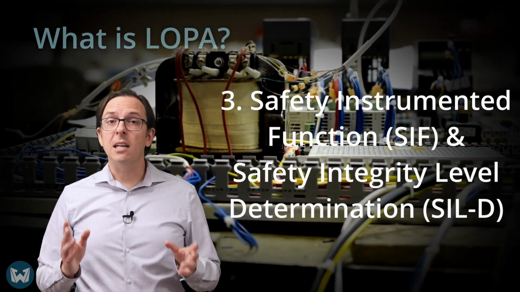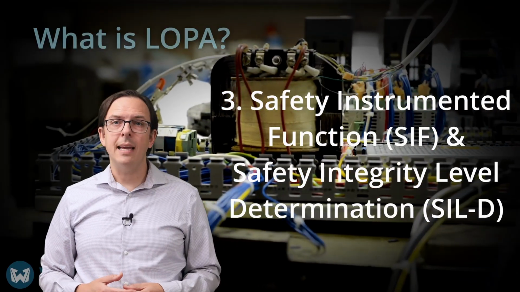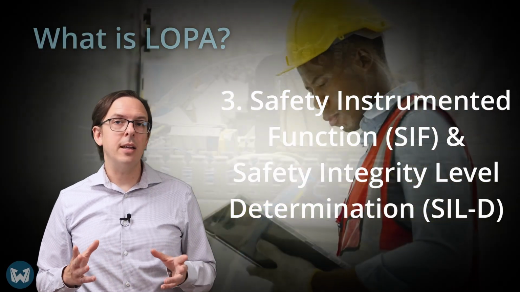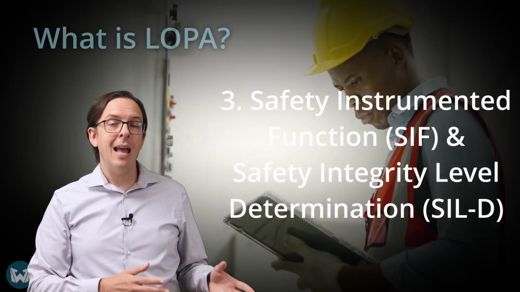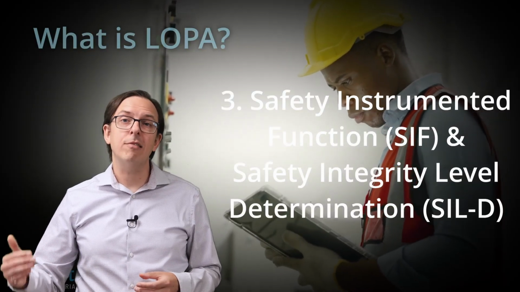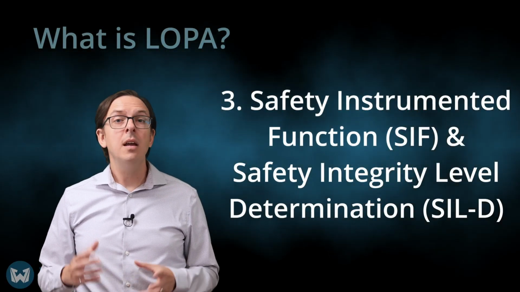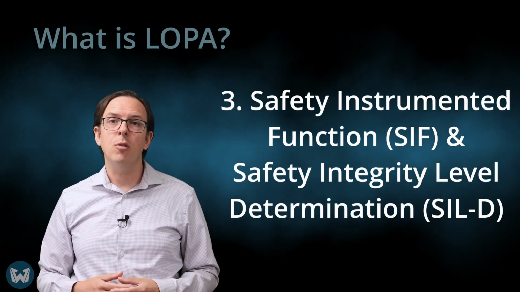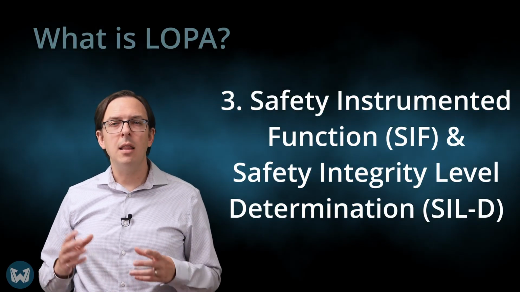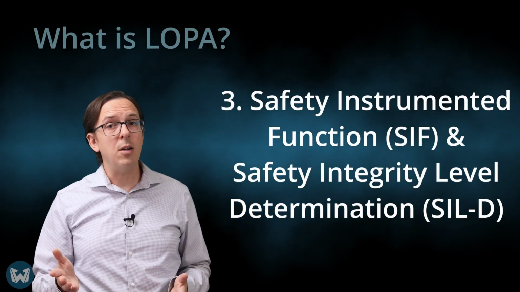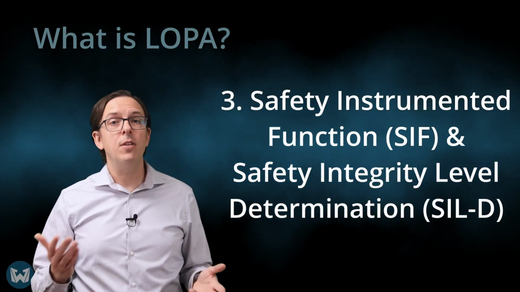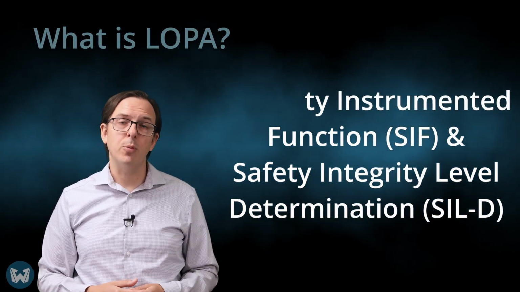If your process includes, or may include, an SIS, LOPA will be used to calculate the required reliability of each safety instrumented function and its associated safety integrity level, or SIL. This is called SIL determination, or SIL-D. LOPA is a common methodology used for SIL determination. Your facilitator will provide you with more information if you will be performing SIL-D in your LOPA study.